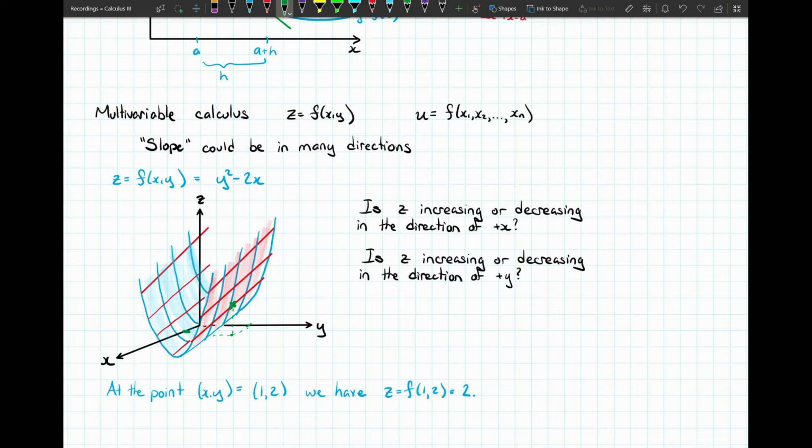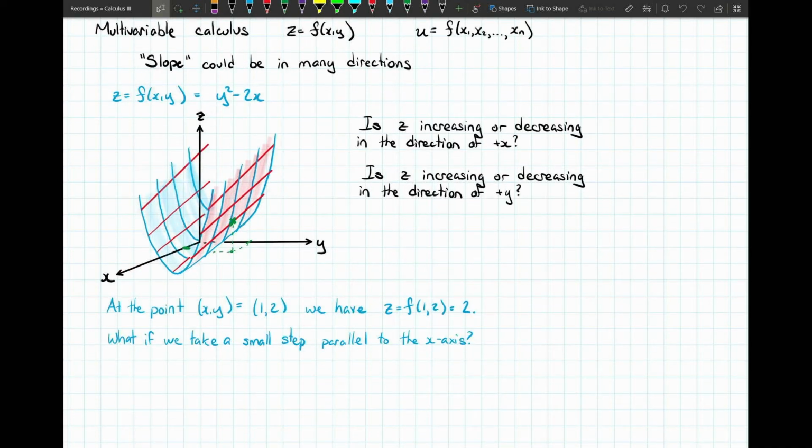And again, we're going to use limits just like we did in single variable calculus. From that point at (1, 2, 2), what if we take a small step forward just parallel to the x-axis? Now, we could be taking a small step forward or backwards, and we can obtain a second point on the surface and figure out the slope between those two points, just like we did with single variable functions. What we'll do is let our initial point (x, y) be (1, 2), and our z value at that point would be denoted by f of (1, 2), which we already calculated is equal to 2.